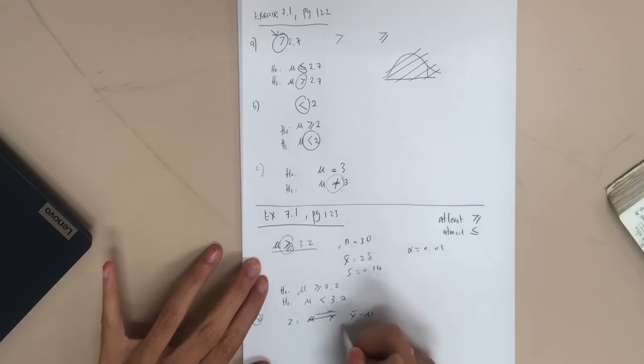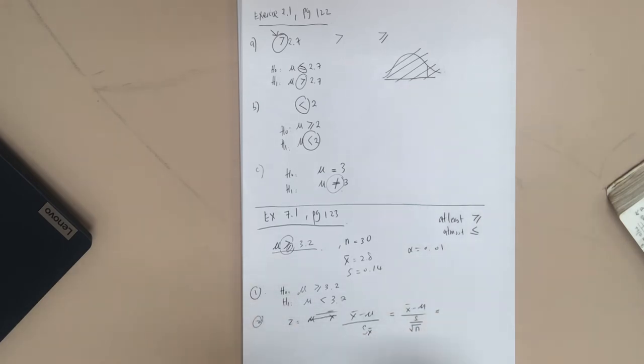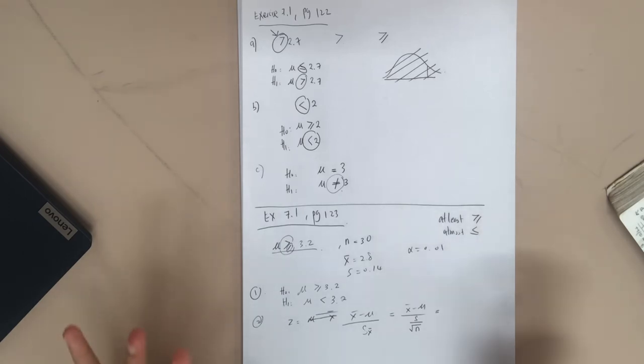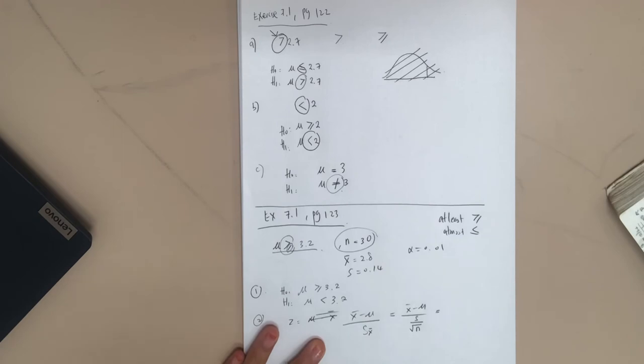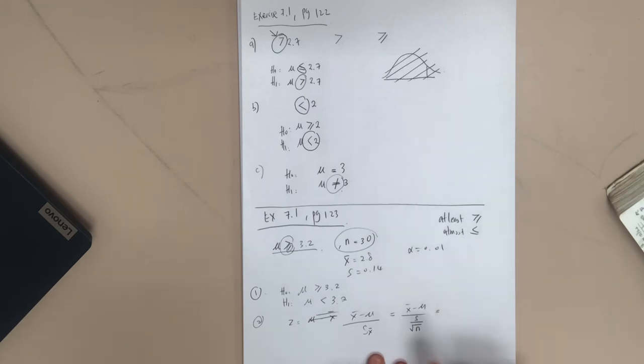X bar minus mu over S X bar, is it? So X bar minus mu over S X bar is equal to S over square root of N. And class, before you proceed, you need to check whether you need to use the T or Z test. You need to check whether this is a large sample or a small sample size. Of course, you can see our N is 30, so therefore it's a large sample. And for a large sample, for both sigma known or sigma unknown, we just use the Z table. So find out this one first.